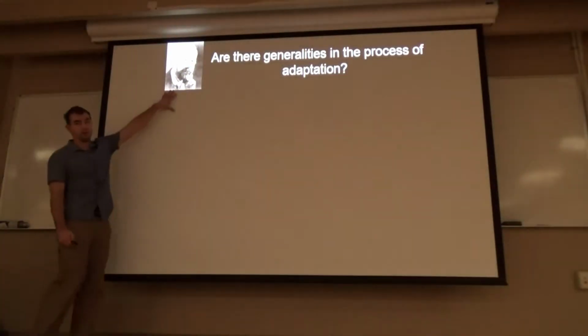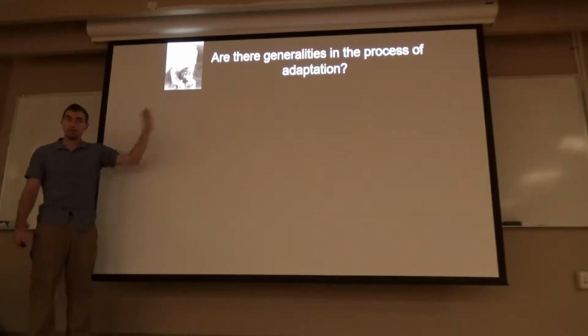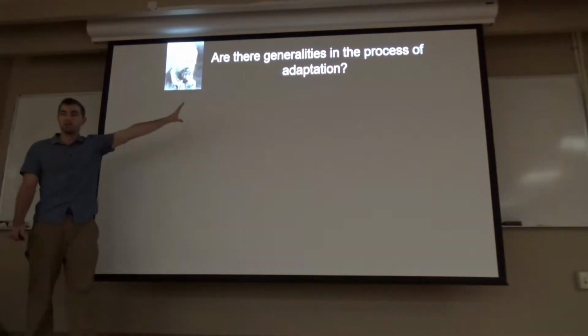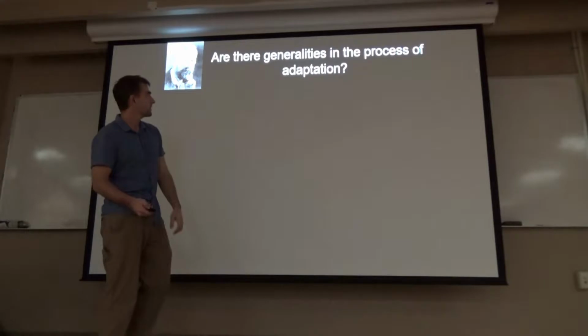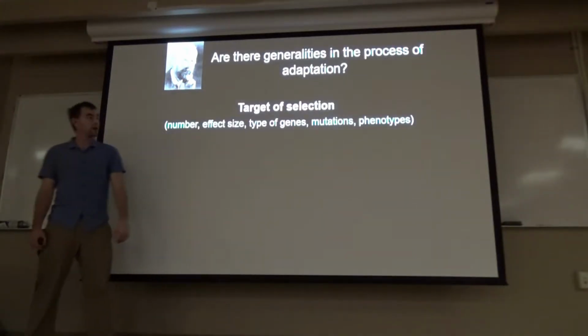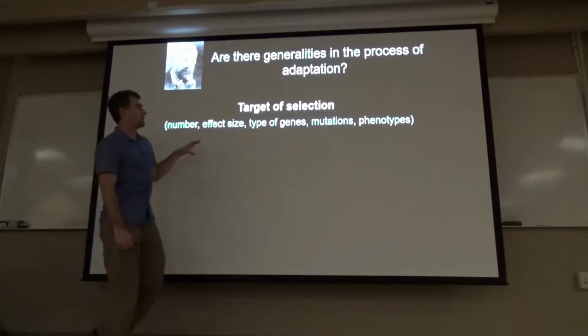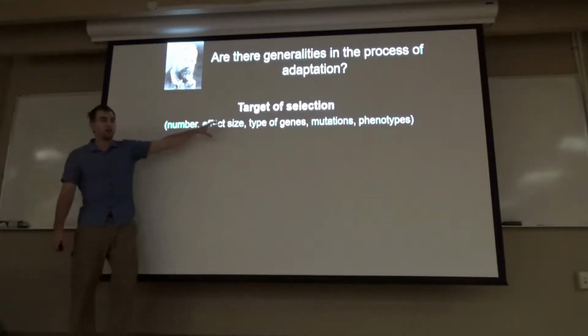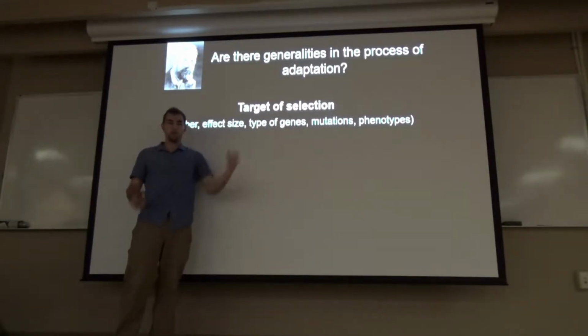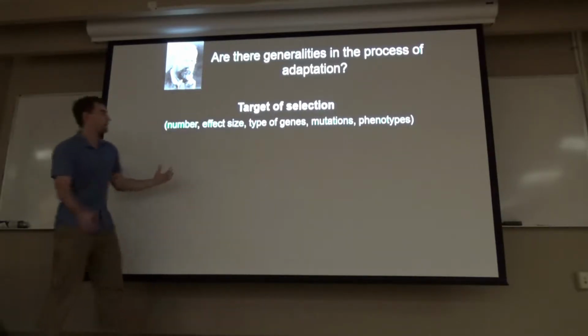This is a guy named Ronald Fisher. He's kind of the architect of our field, and he came up with a lot of these questions during the modern synthesis in the 1920s and 1930s. What he wondered about, and what I wonder about in my research, is: are there generalities in this process of adaptation? Are there generalities in the targets of selection that occur between these different evolutionary adaptation events?